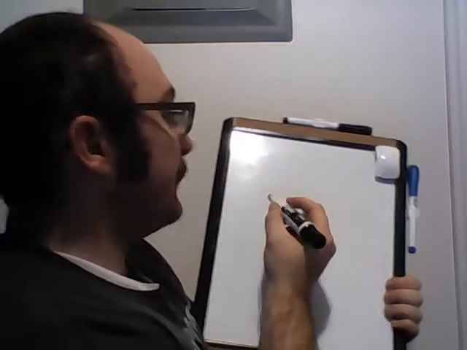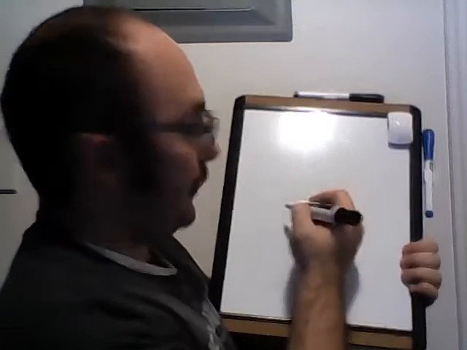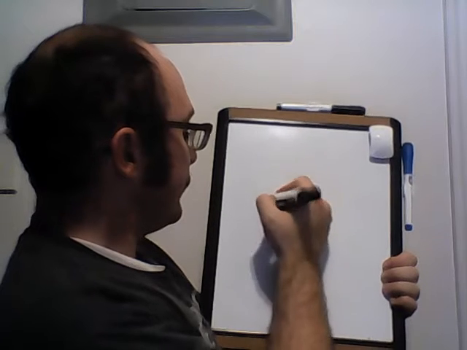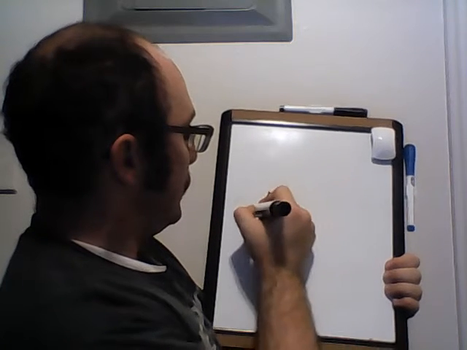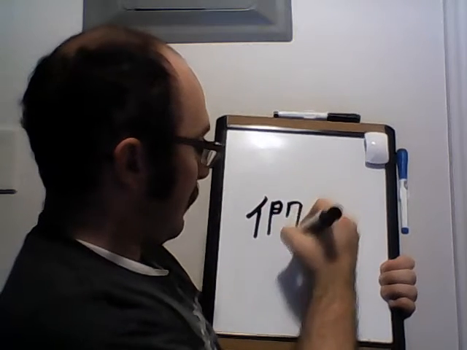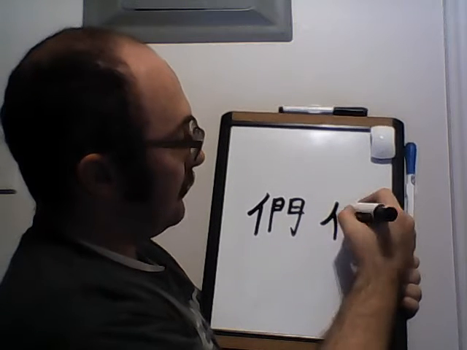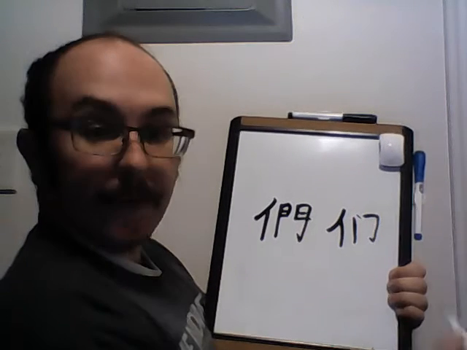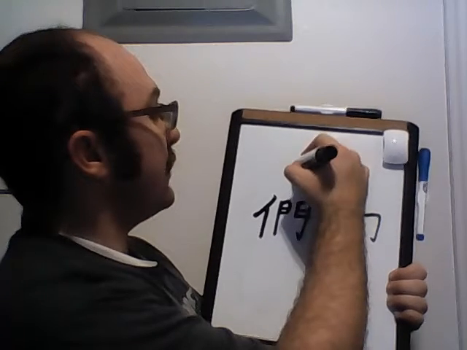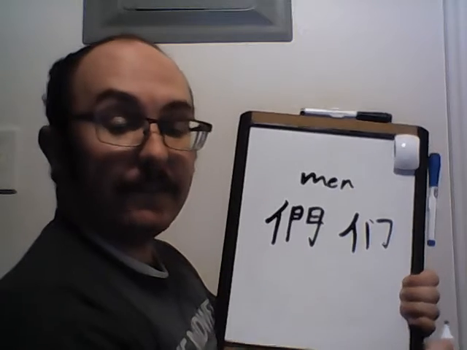Okay, now you might be asking, well, how do we write we, they, or them? Or the plural you, which Chinese has and English used to have. Okay, so depending on if you're doing simplified or traditional, if you're doing traditional, the character looks like this. If you're doing simplified, it looks like that. Okay? And it is pronounced men, in that fifth tone.